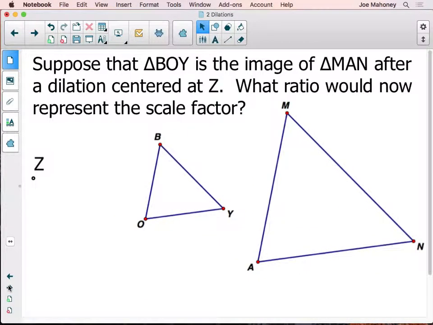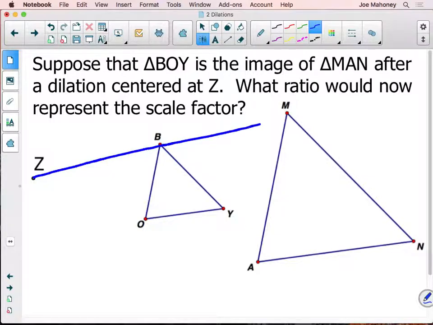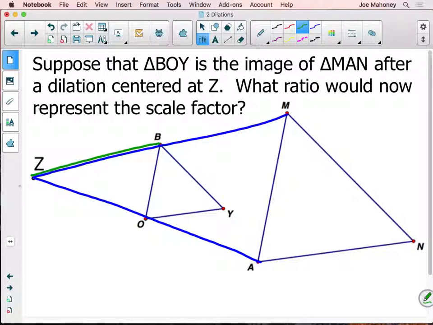Let's go the other way. Okay, same kind of diagram, but now boy is the image of man. So now we're starting at triangle man, and we're going to triangle boy. So if I think of it the same way as I did before, I'm taking that length of a segment, and I'm going to shrink it. I'm going to make it smaller, and it's going to be that segment there. Or again, if we want to go to the other one, if we want to go from ZA down to ZO, we could do that.